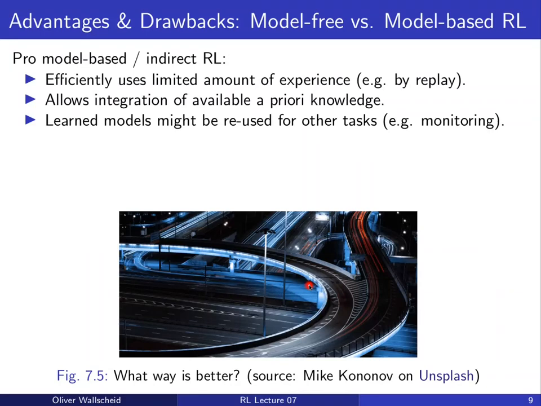And what are the specific advantages and drawbacks of model-free and model-based reinforcement learning? So model-based reinforcement learning can very efficiently use limited amounts of experiences. We already discussed that also during the last lecture, that for example, by a replay buffer, we can use batch learning in order to more efficiently use past experiences, which is not possible in model-free reinforcement learning. Also, since we need a model to do planning, that model could be derived from a priori knowledge. So for example, if we have a certain reinforcement learning task and we have available pre-knowledge, expert knowledge about this MDP of that environment we are interacting with, we can also insert that model knowledge for model-based reinforcement learning.